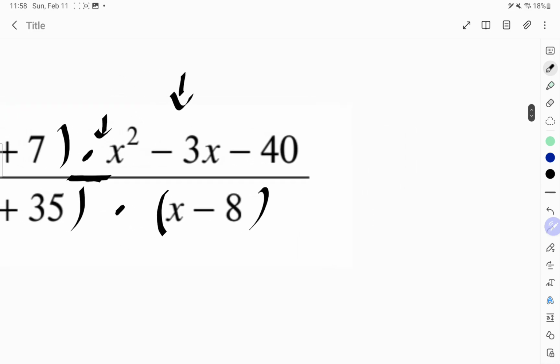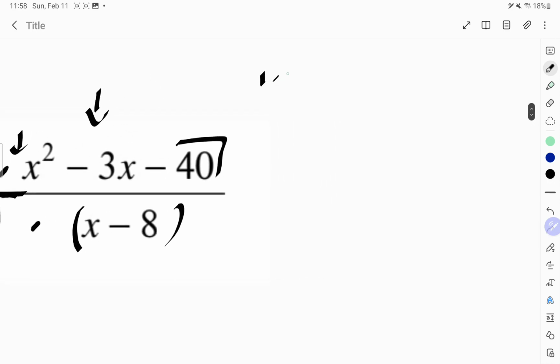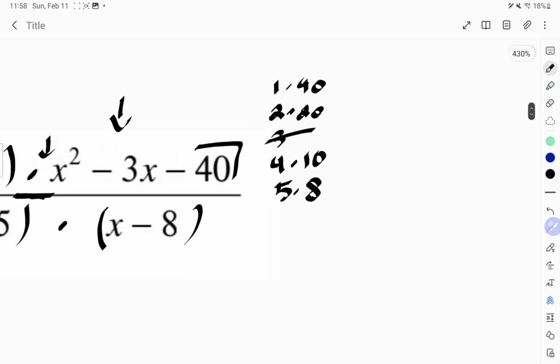I don't have anything in the front, so I'm going to look at the 40 and find factors for 40. So 1 and 40, 2 and 20, 3 doesn't have one, 4 and 10, and finally 5 and 8. Now I'm looking for whichever is going to give me a 3. And I can see this 5 and 8 can give me a 3, but I need a negative. So I know I'm going to have to make the 8 into a negative.